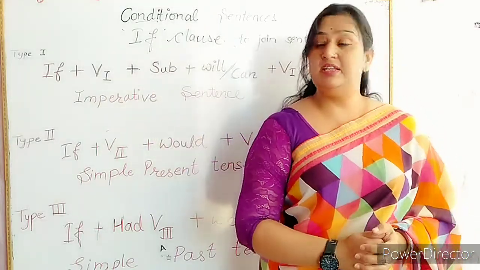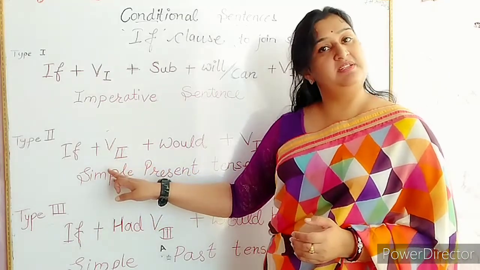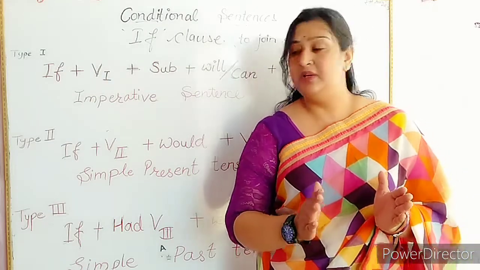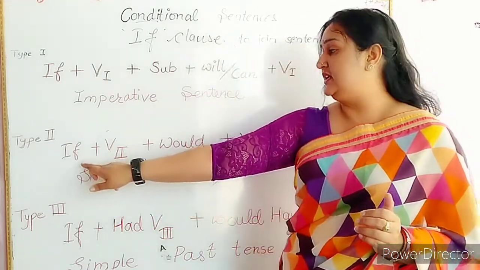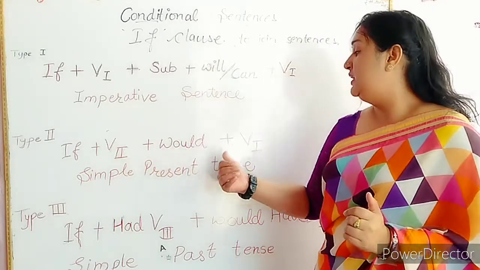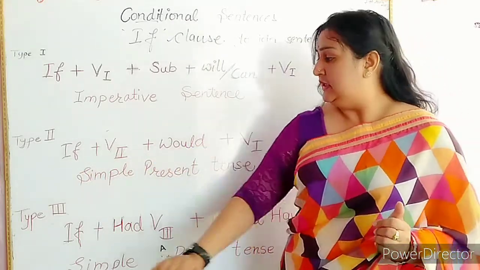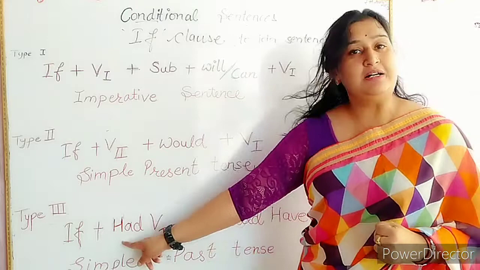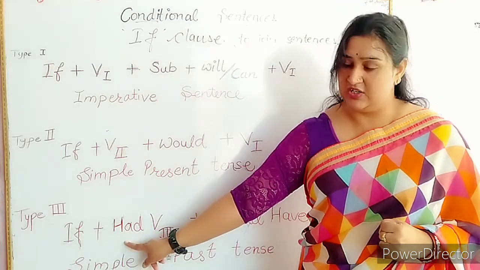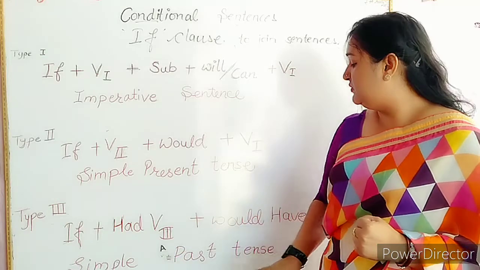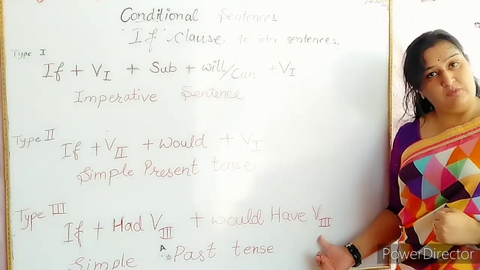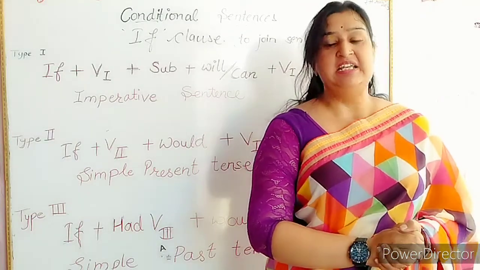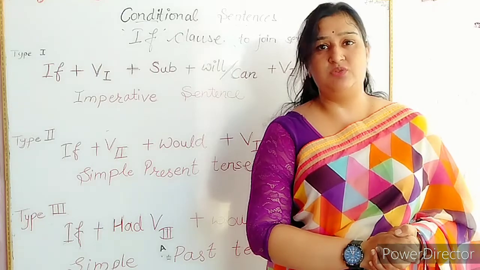But if the sentence is in the simple present tense, it means it contains s/es or the first form of the verb, then we use this structure, and that contains if, second form of the verb, would, then first form of the verb. And if the sentence is in simple past tense, then we use the third structure, and that would be if had, third form of the verb, would have, and then the third form of the verb. But without wasting much time, shall we go for it? First we will discuss type 1, joining sentences using type 1.